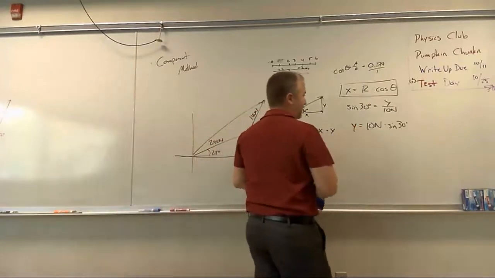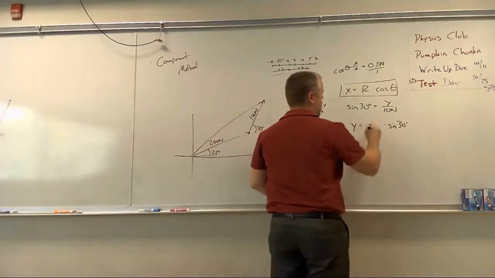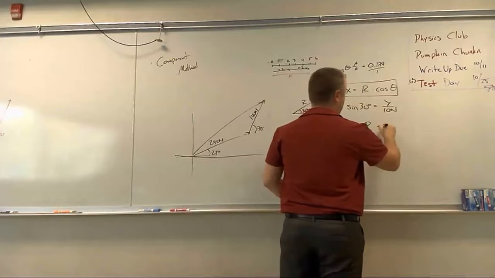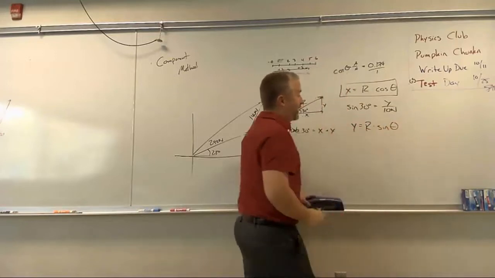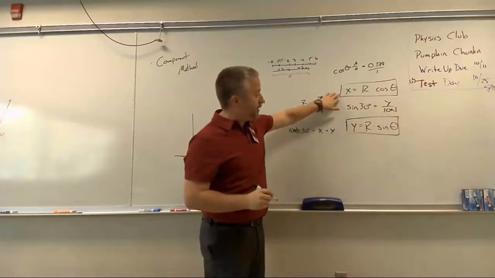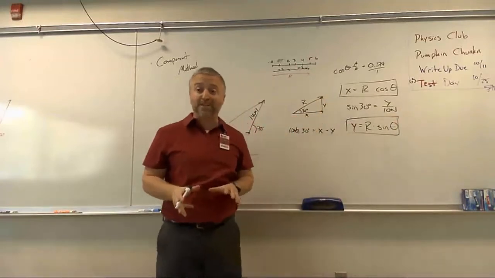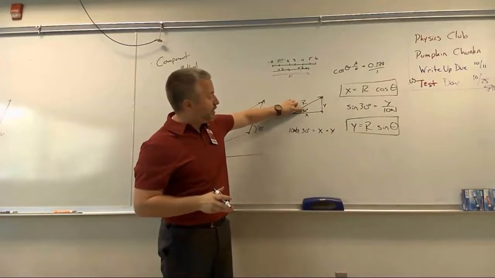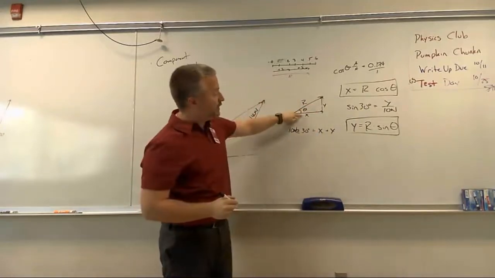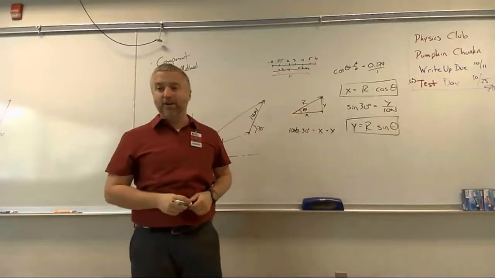And I can do the same thing here for y. Instead of 10 newtons, let's just say r. And instead of sine 30, we'll say sine of whatever the angle is. This generic set of equations would give me the possibility of knowing any r, knowing its angle, and being able to calculate what x and y are.